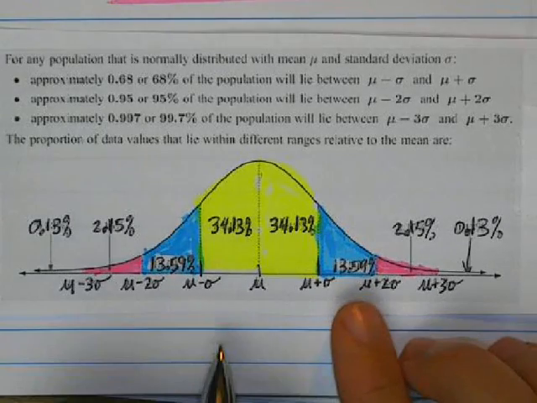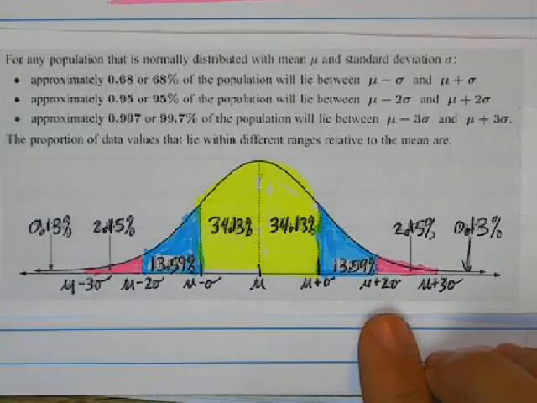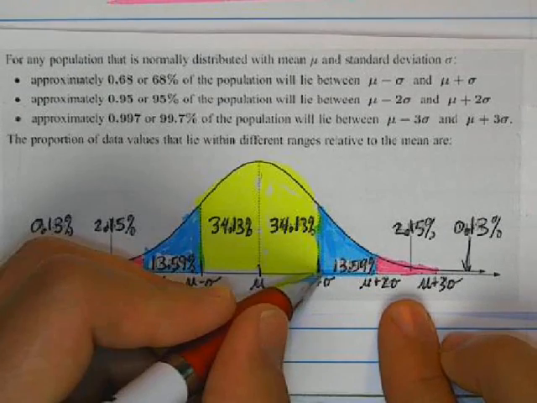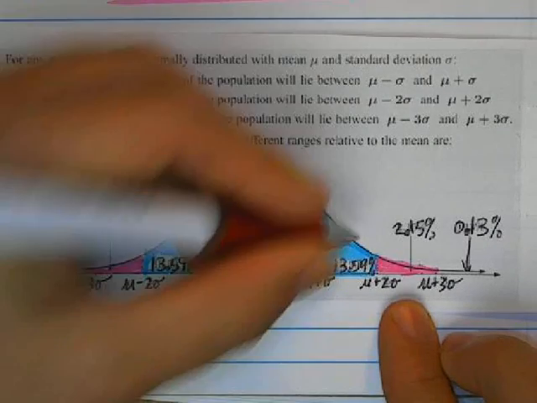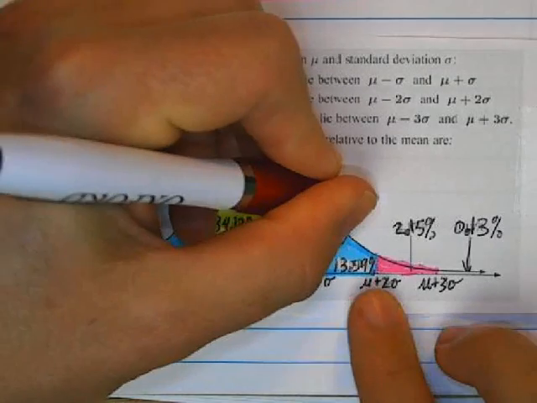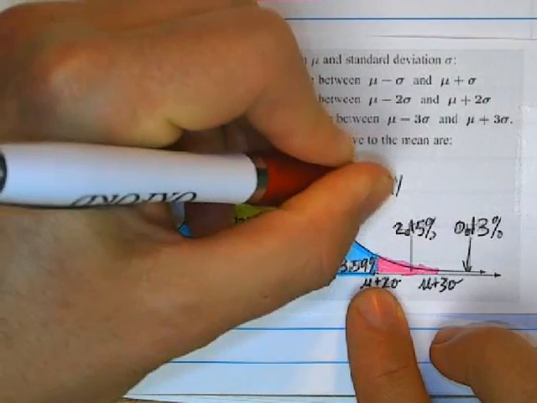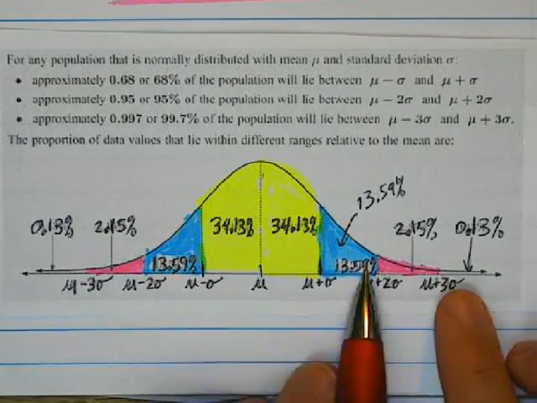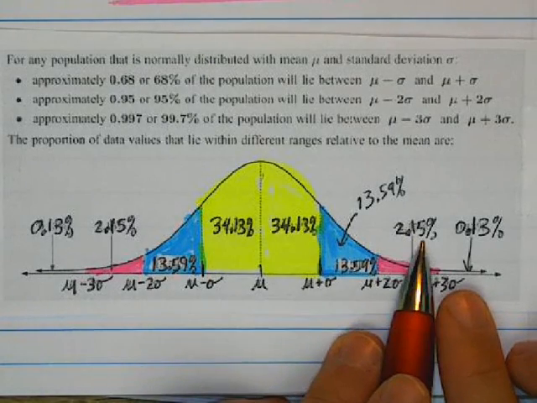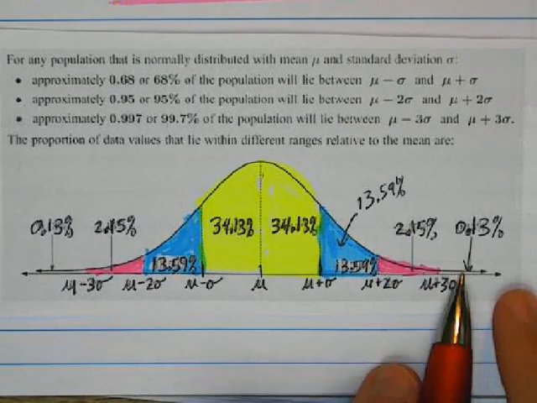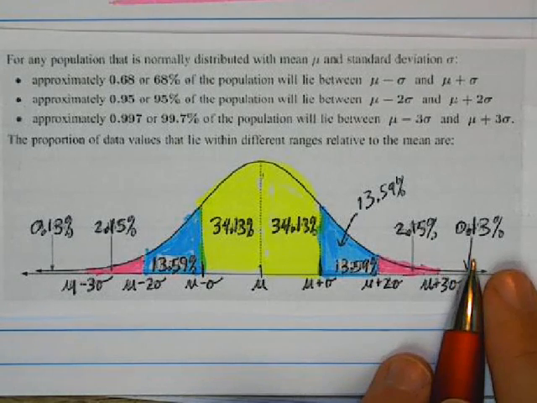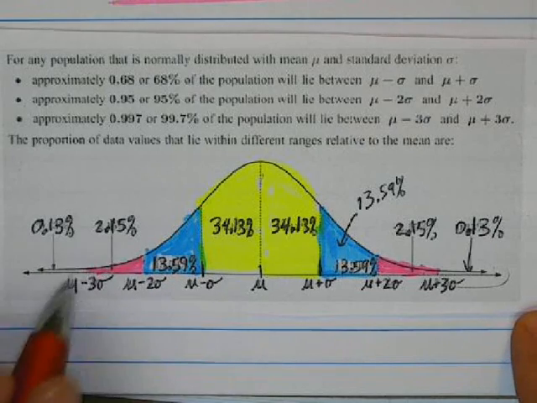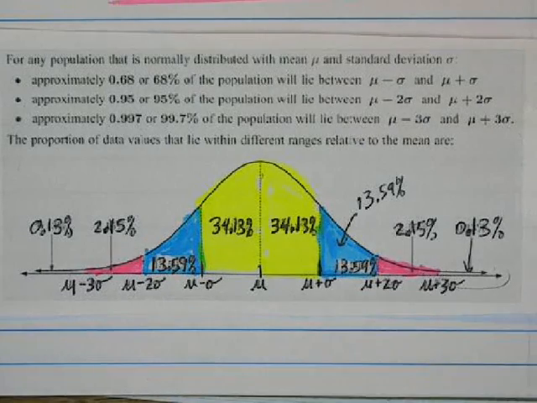If from here to here, this is 34% of the space under the curve. Remember, normal distribution curves are always symmetrical. Now, 2 standard deviations away from the mean, the area between here and here is 13.59%. Okay, and the area 3 standard deviations away from here to here is 2.15%, and then above that is 0.13%. There's almost no area on the ends, which you would expect.